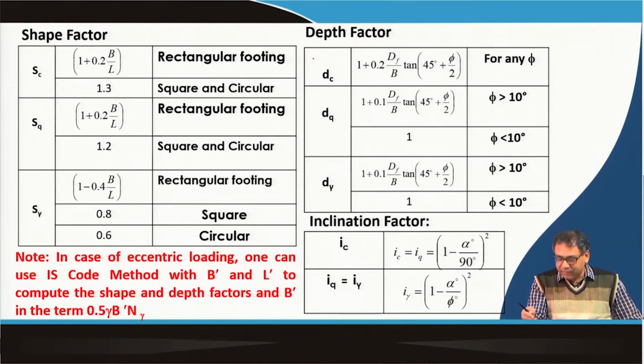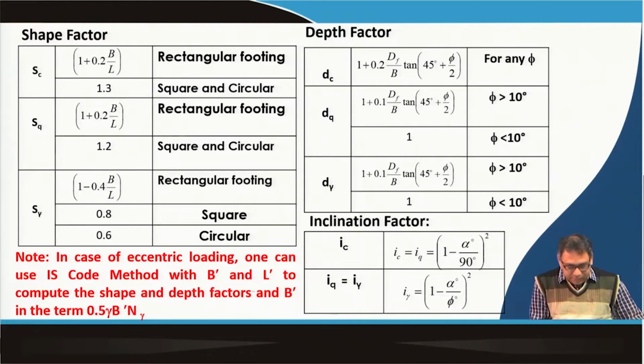Again, it is valid if phi is greater than or equal to 10 degree for this equation, and the d c is varied for any phi. For d q, if phi is less than 10 degree, then it is taken as 1, and for d gamma also, if less than 10 degree, taken as 1. If greater than 10 degree, then this equation we can use, and inclination factor also I can use by equation using these equations. So, we will get the shape factor, depth factor, and the inclination factor.